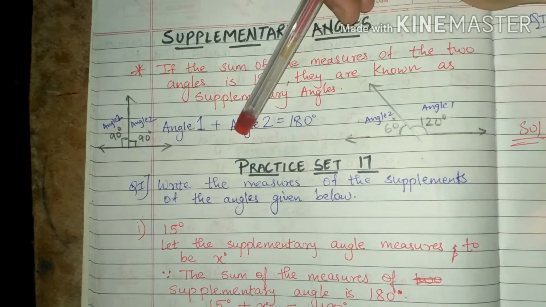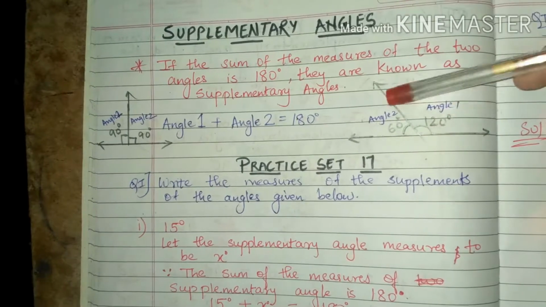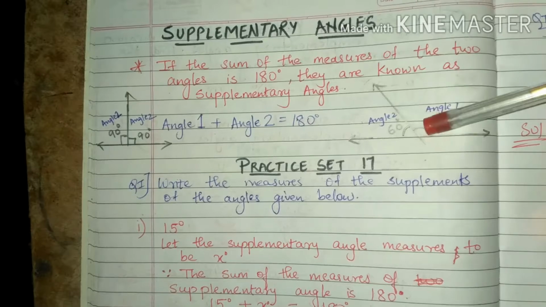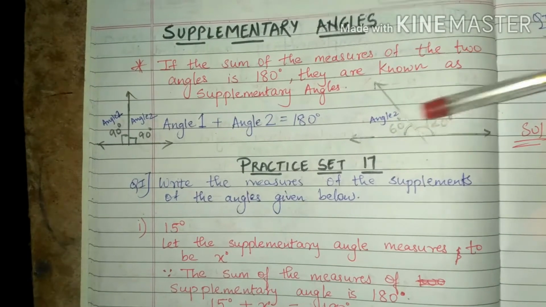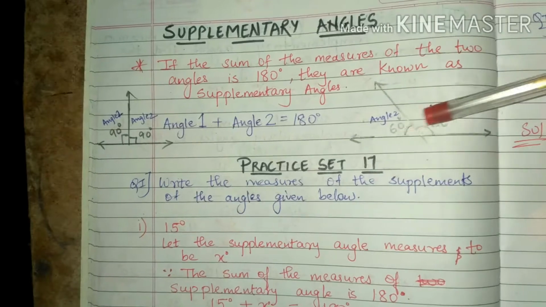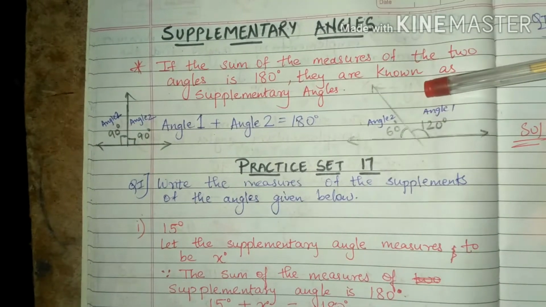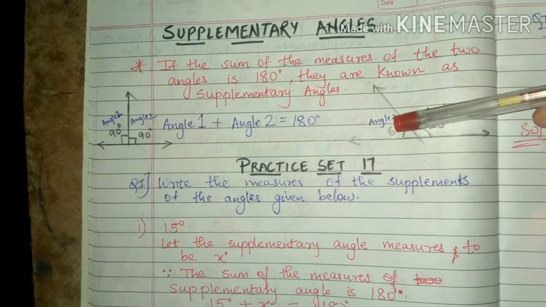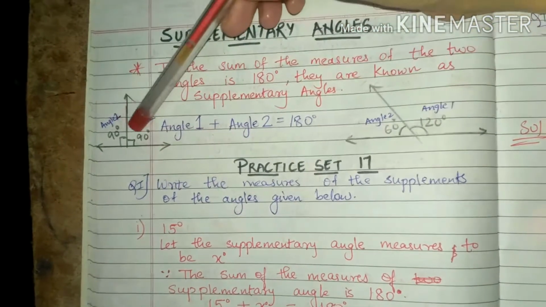These two angles are what? Supplement to each other. See, for example here, angle 1, angle 2. One angle is 120 degrees and the other angle is 60 degrees. So these two angles are added to get what? 180. If these two angles sum up to 180 degrees, then these two angles are called supplement to each other, means supplementary angles. One more example, see, 90 degrees.